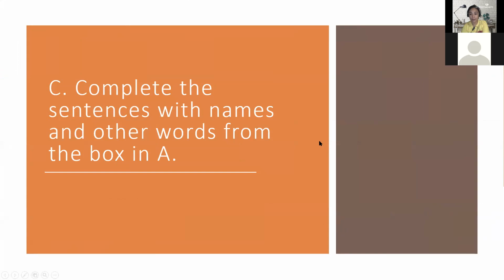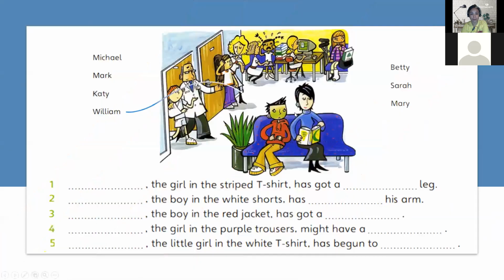Complete the sentences with names and other words from the box in A. Are you ready? Katie, the teacher has got a broken leg. Okay. Okay, number two. Mark is the boy in the white shirt.